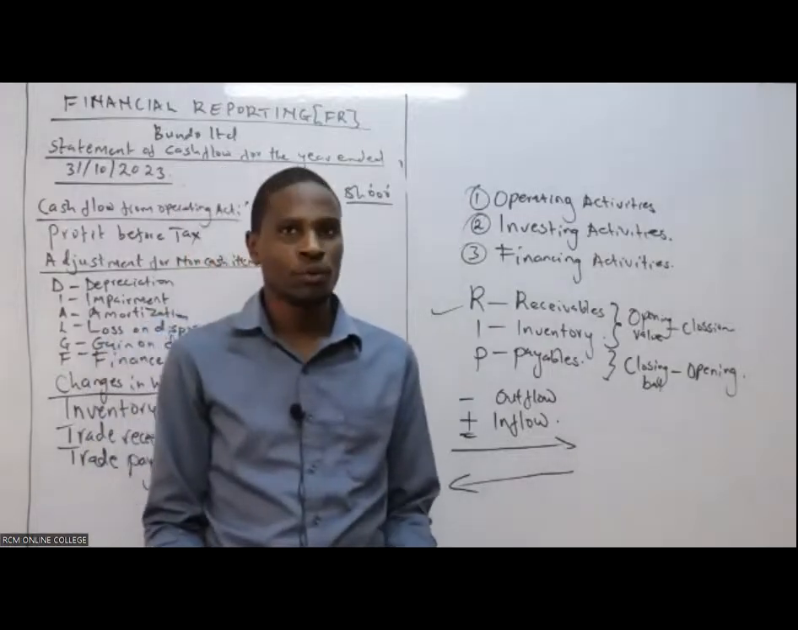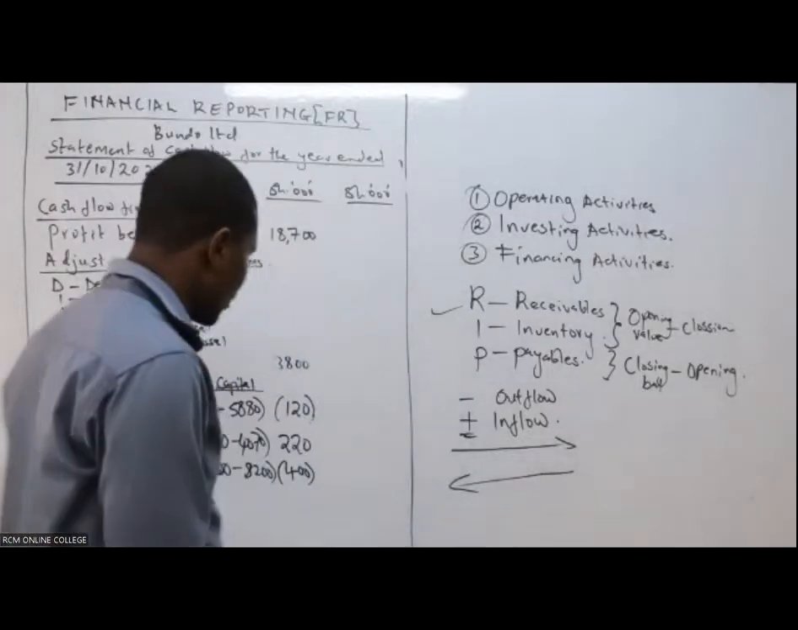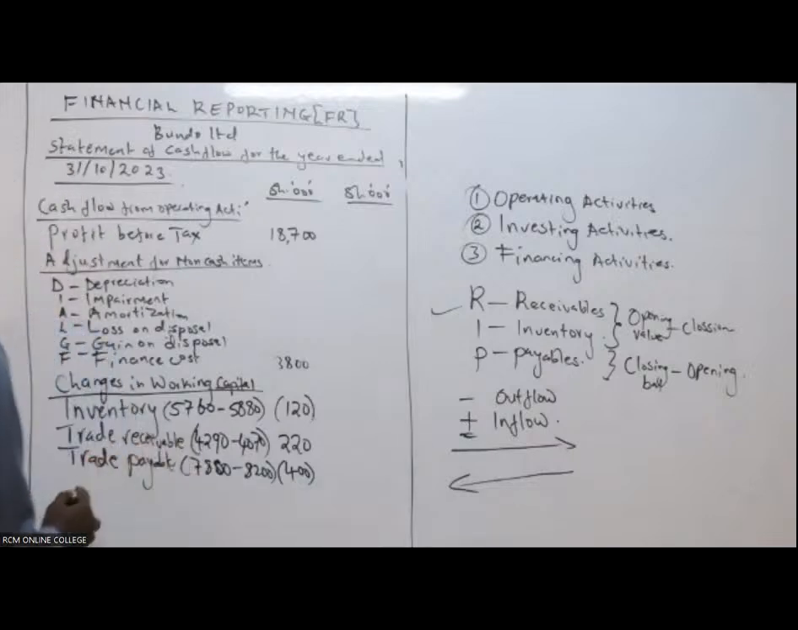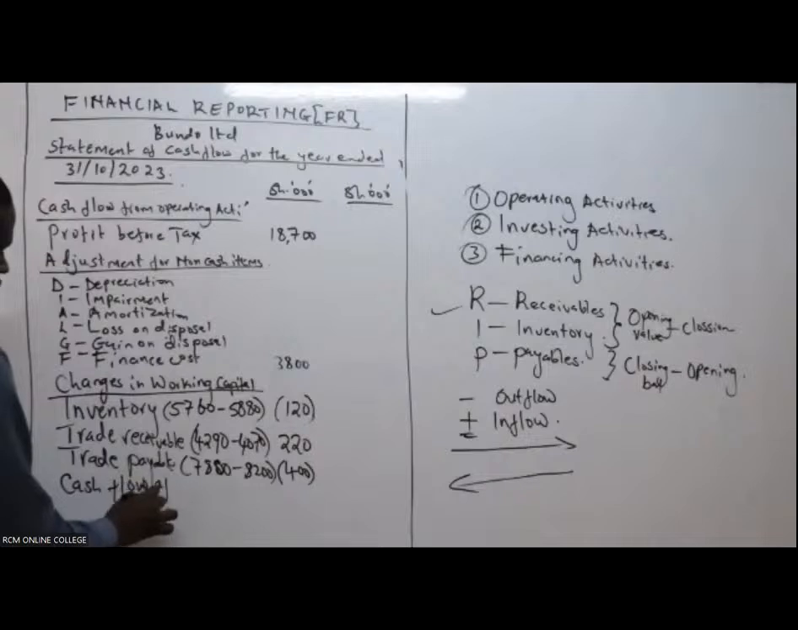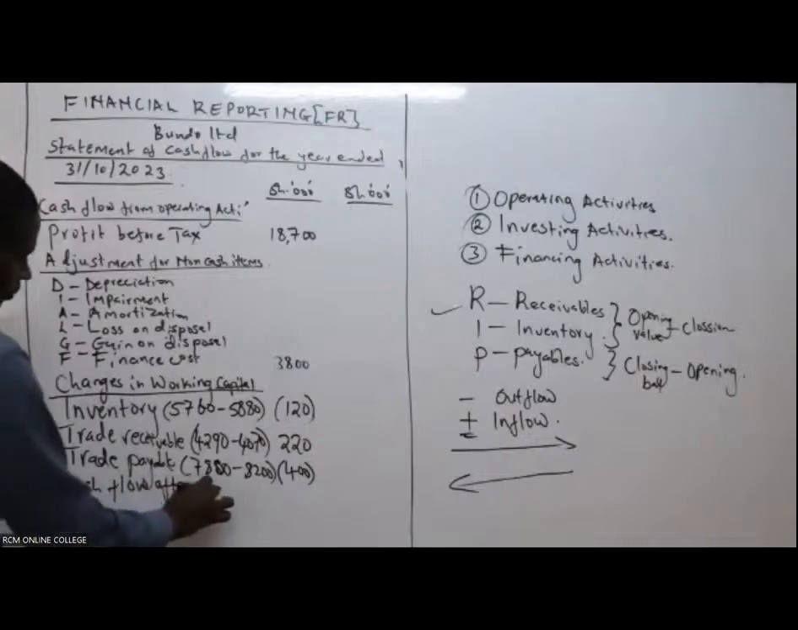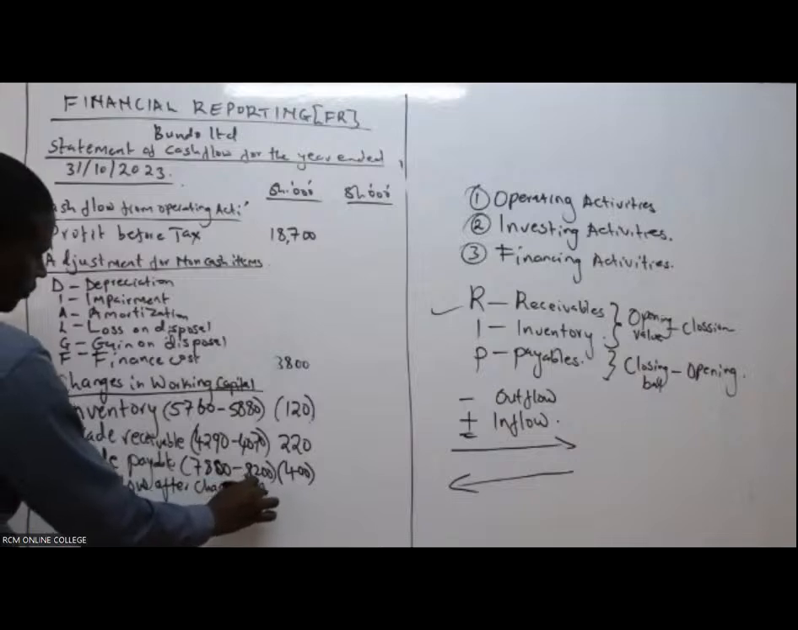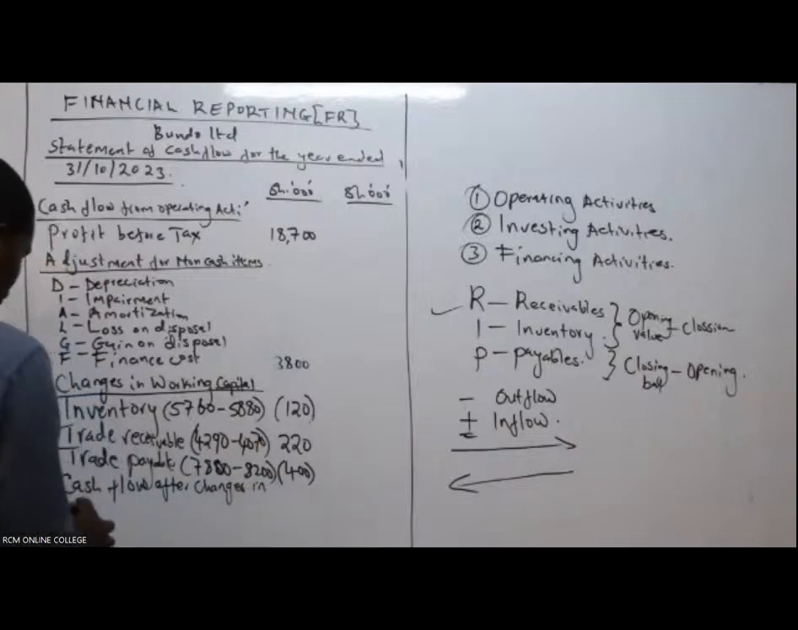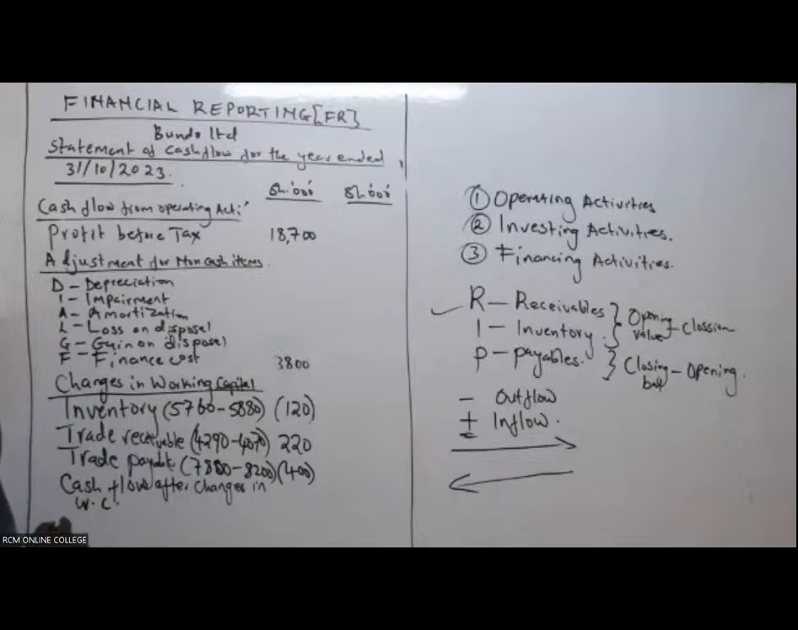Having done that, we're still moving on well. You can come here and have the total cash flow after changes in working capital. Now you have to continue: less tax paid, and then less interest paid.